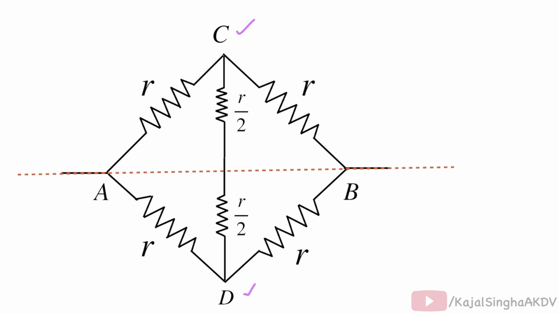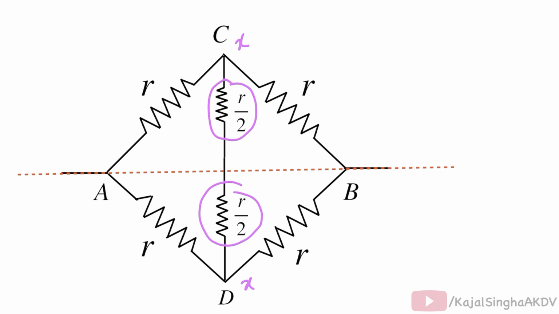Now, in case of folding symmetry, the symmetrical points, that is points C and D, will have the same potential. Let us take this potential to be X. So points C and D will have the same potential, which we have taken as X. Now, these two resistors of value R by 2, which was actually a resistor of value R, are connected between points C and D, and there is no potential difference between C and D. So, this resistor is ineffective.